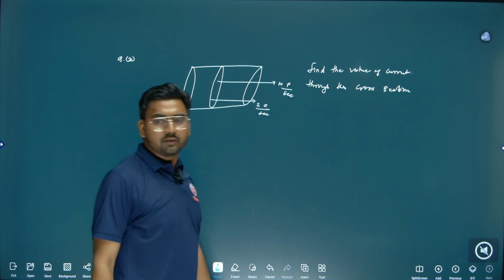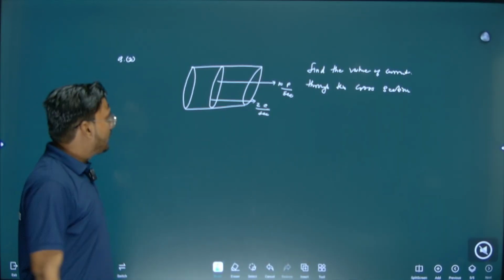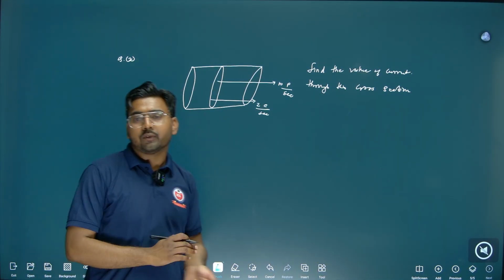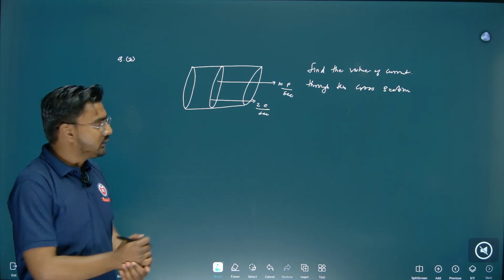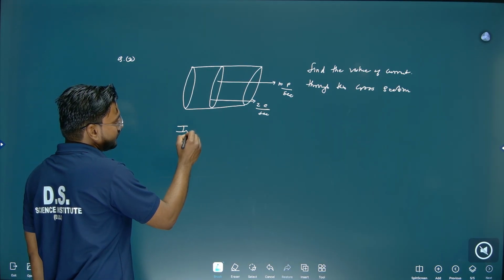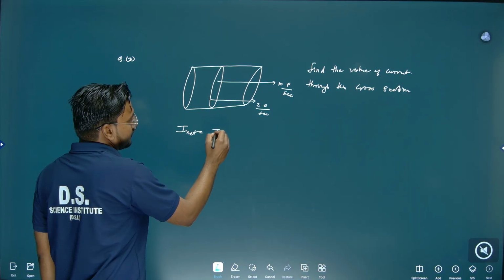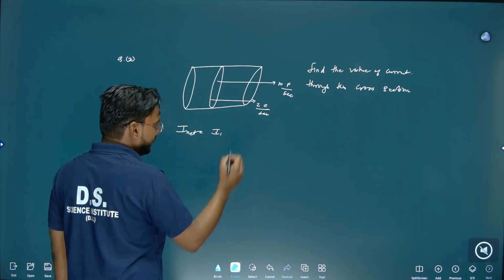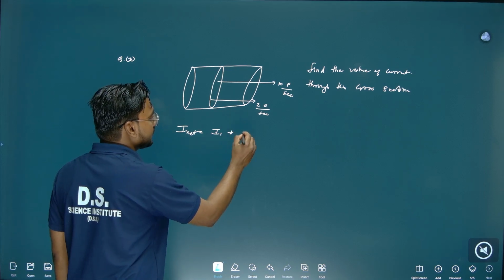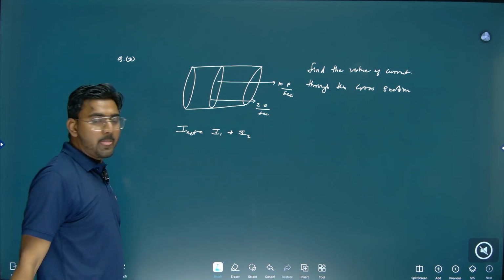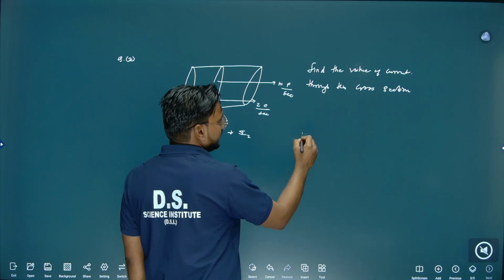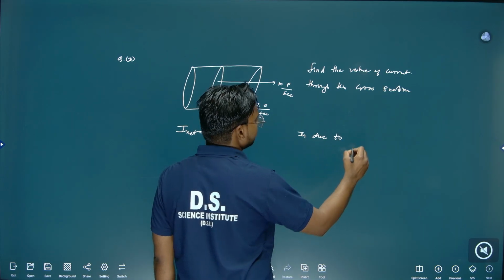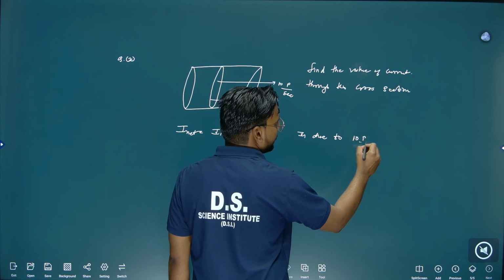So we have to find the value of current from this cross section. We know that the direction of current is always in the direction of positive charge and opposite to the direction of negative charge. So the net current is I1 plus I2. We are taking I1 as the current due to 10 protons per second.